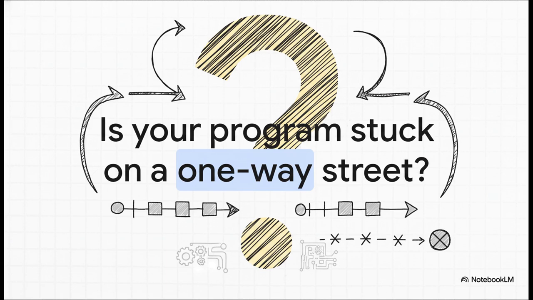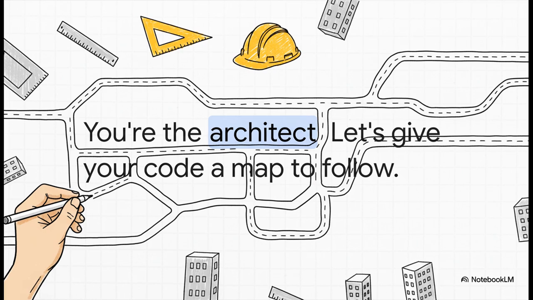I mean, think about it. A program that can only go in one direction is seriously limited. It can't react to anything, it can't make choices, and it definitely can't repeat tasks without you copy-pasting code everywhere. It might be predictable, sure, but it's not smart. And that's where you come in.